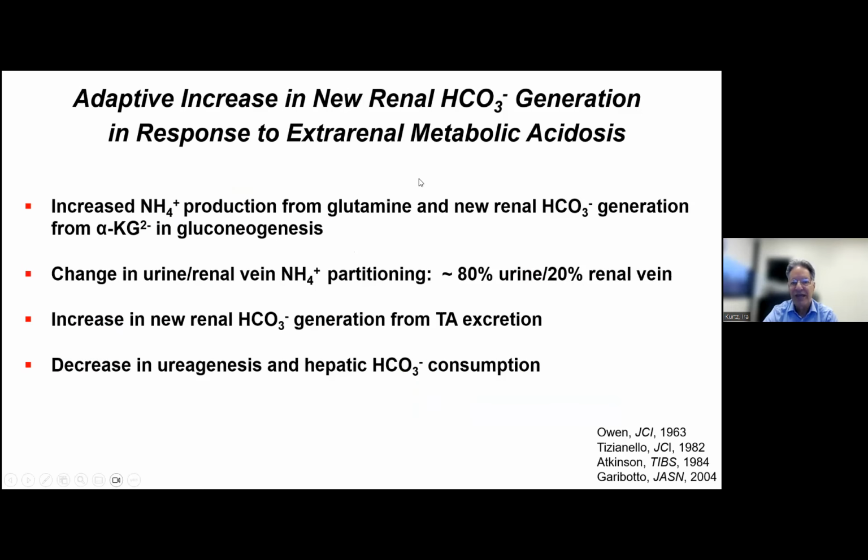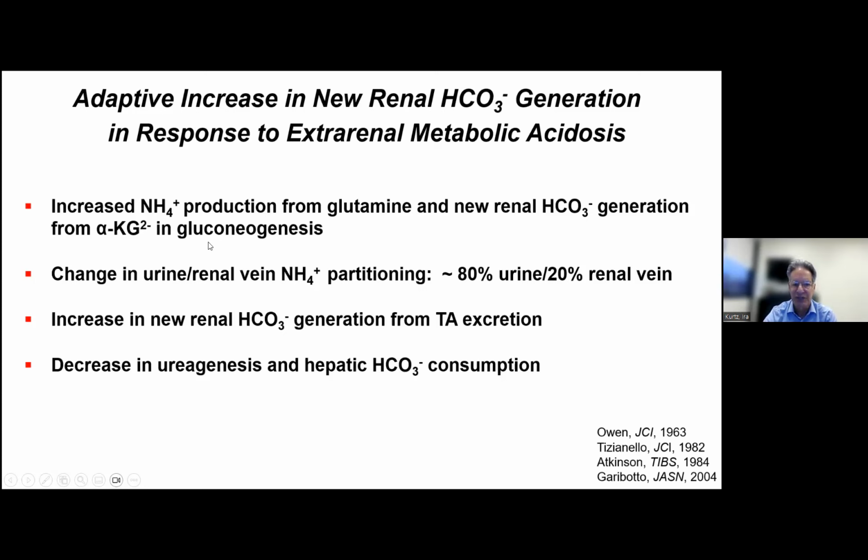Now, when you get a metabolic acidosis outside the kidney, for instance, in lactic acidosis or ketoacidosis, there's a bunch of things that happens. The kidney responds to this. First, in the proximal tubule, there's increased ammonia production and new renal bicarbonate generation from glutamine. You make a lot more alpha-ketoglutarate and convert the alpha-ketoglutarate to bicarbonate.